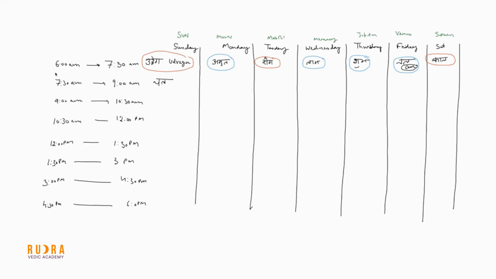And then after Chal, it will be the same procedure. Kal. And what after Kal? Udveg. And then Amrit. Rog. And then Labh. Then Shubh. So we have Shubh here.